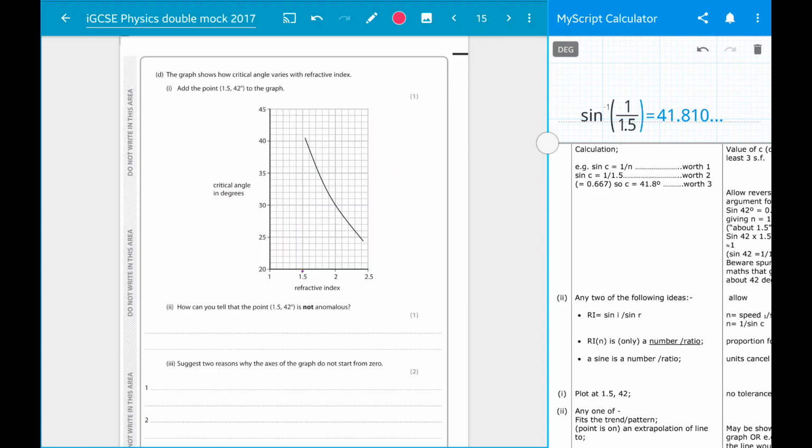The next part of this question is you've got to add a point to 1.5, 42. So 1.5 is there, 42 is there. Add this point here. And how can you tell that that point is not anomalous? Well, you can say it's not anomalous because it fits the pattern. It fits the pattern of the data. You can see that quite clearly.